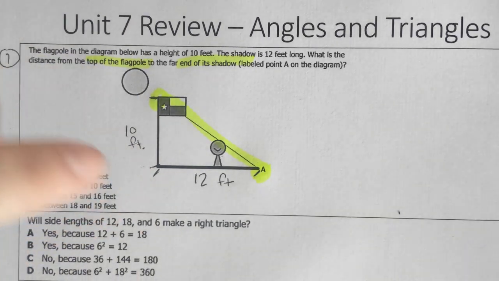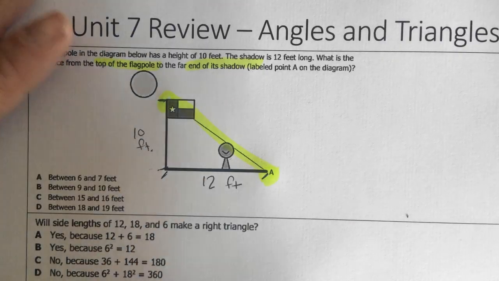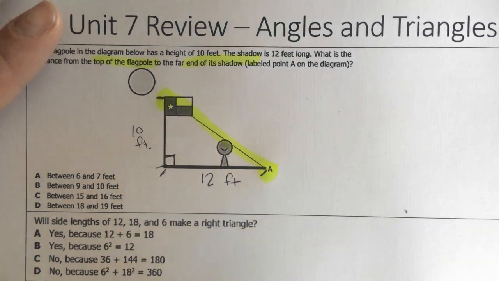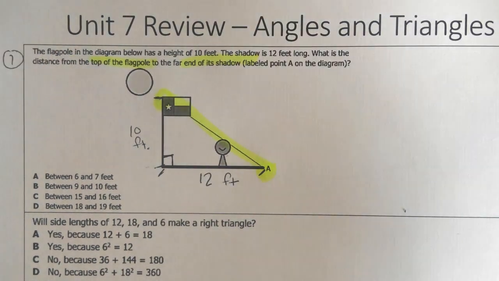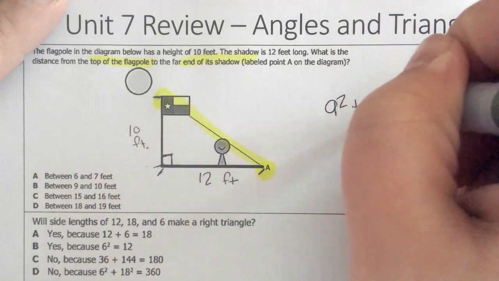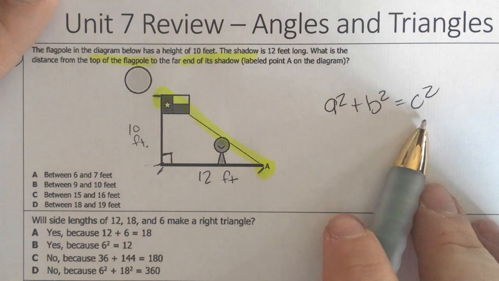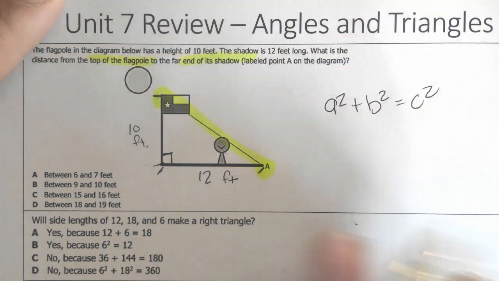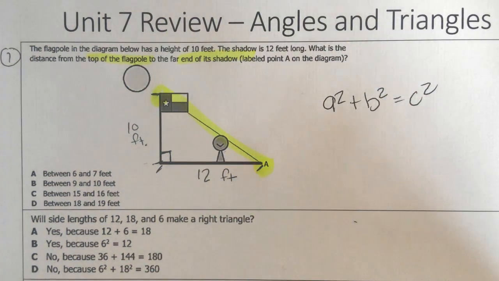Because this is a flagpole going straight up in the air on top of the ground, I know that this will make a 90-degree angle, and that means I have a right triangle. And if I have a right triangle, I can use Pythagorean theorem. Now remember, A, B, and C stand for side lengths of the right triangle, so I can only use Pythagorean theorem for side lengths of right triangles, not with angles.